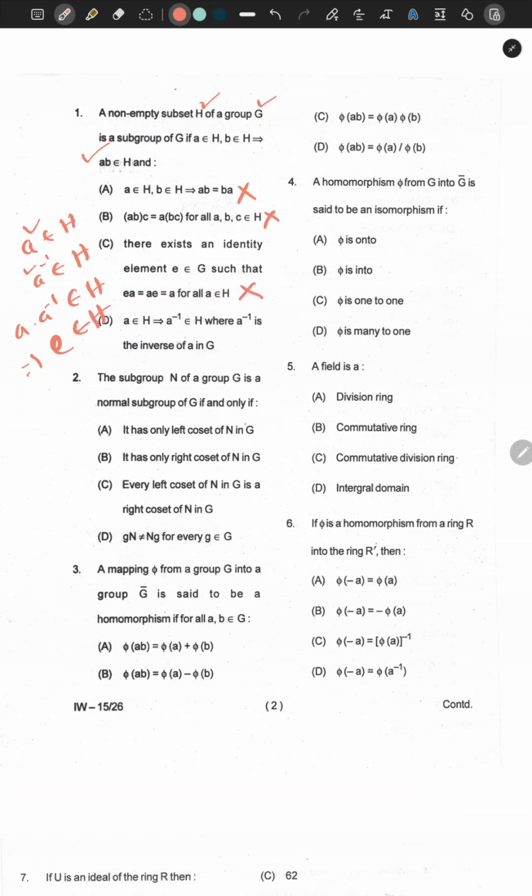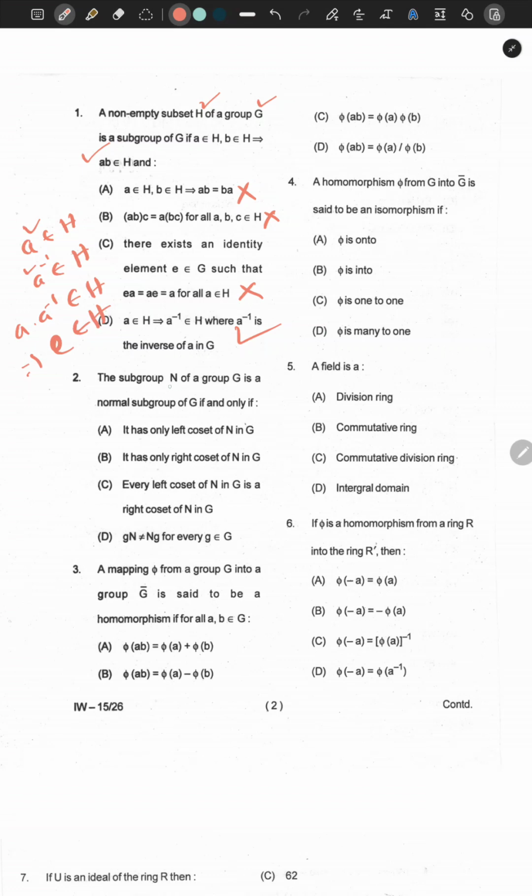And the fourth one is the existence of the inverse element. For every A belongs to H, A inverse belongs to H. This one is our required property. So the required answer is D. Okay. Let us move to the second question.